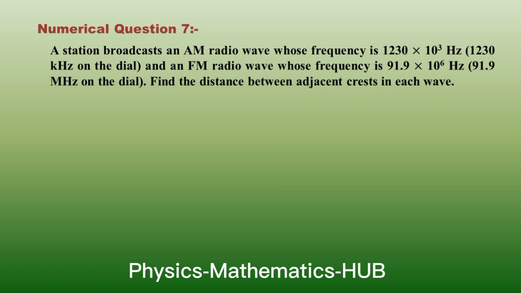A station broadcasts an AM radio wave whose frequency is 1230 times 10 to the power 3 Hertz on the dial, and an FM radio wave whose frequency is 91.9 times 10 to the power 6 Hertz on the dial. Find the distance between adjacent crests in each wave.